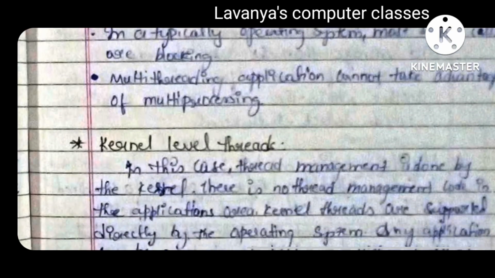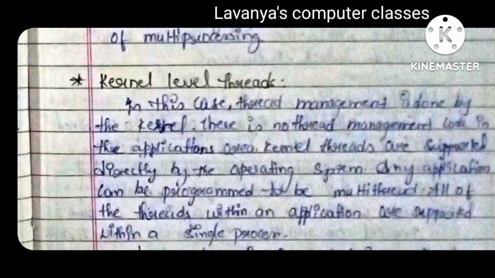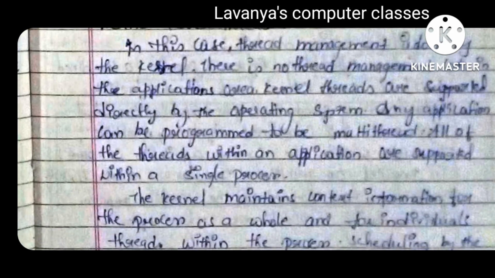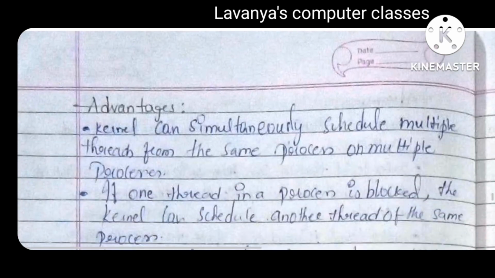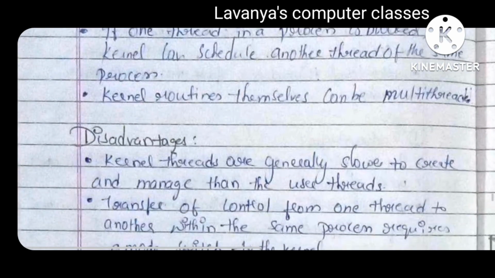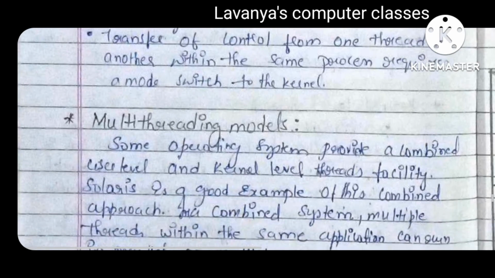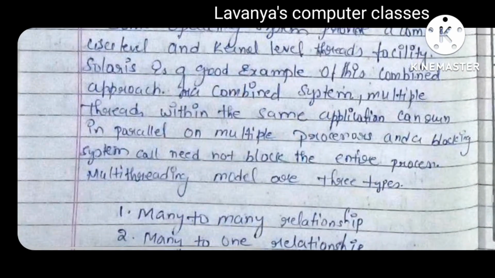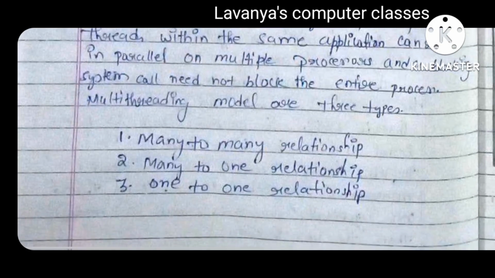Kernel level thread. Advantages and disadvantages. These are the advantages. Disadvantages of kernel level thread. Multi-threading models. These are the multi-threading models. Many to many relation, many to one relationship, one to one relationship.